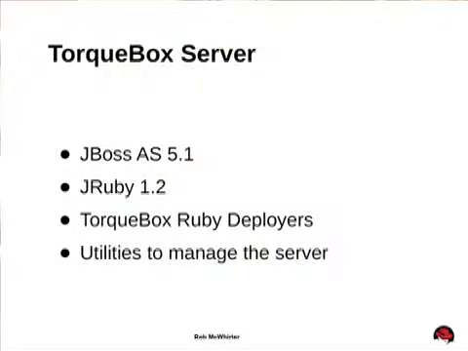We'll get to that. So then the TorqueBox server, our actual project that you can download, what we've done is we've bundled up the entirety of JBoss AS5. We've included JRuby, the entirety of that. And then also we have the deployers that make AS5 Rails aware or Ruby aware. And then we have a couple of little utilities that make it easy to manage the server itself.